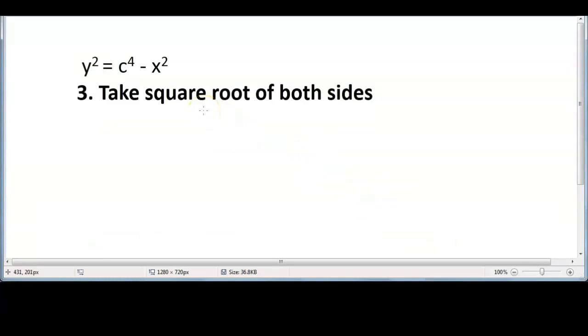Both the square root and the positive sign have been eliminated. The square root has been eliminated and the x squared has been eliminated. Yet still y is not alone. There's an exponential value of 2 to contend with. We have to remove this.